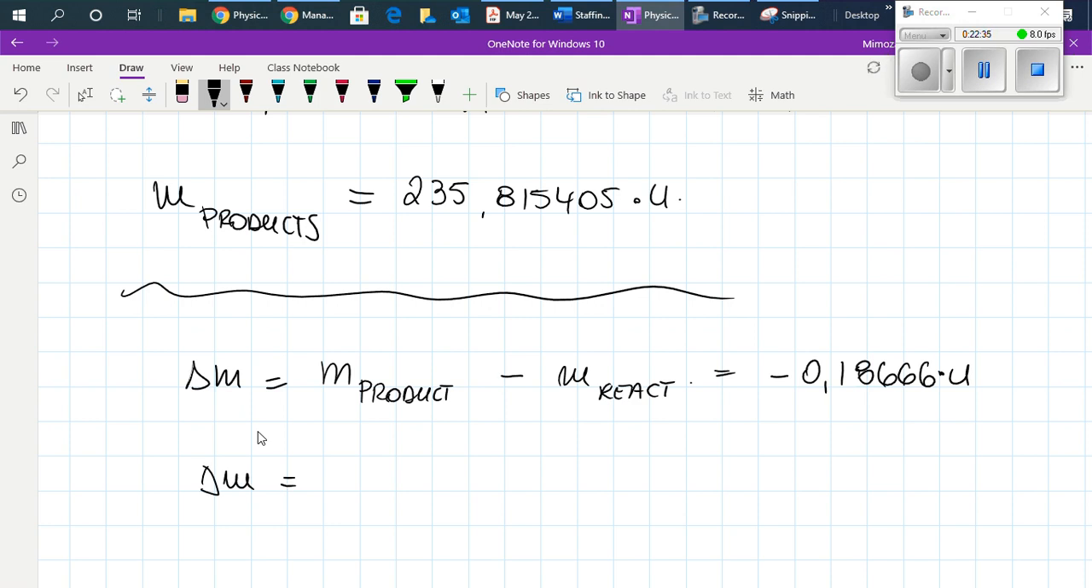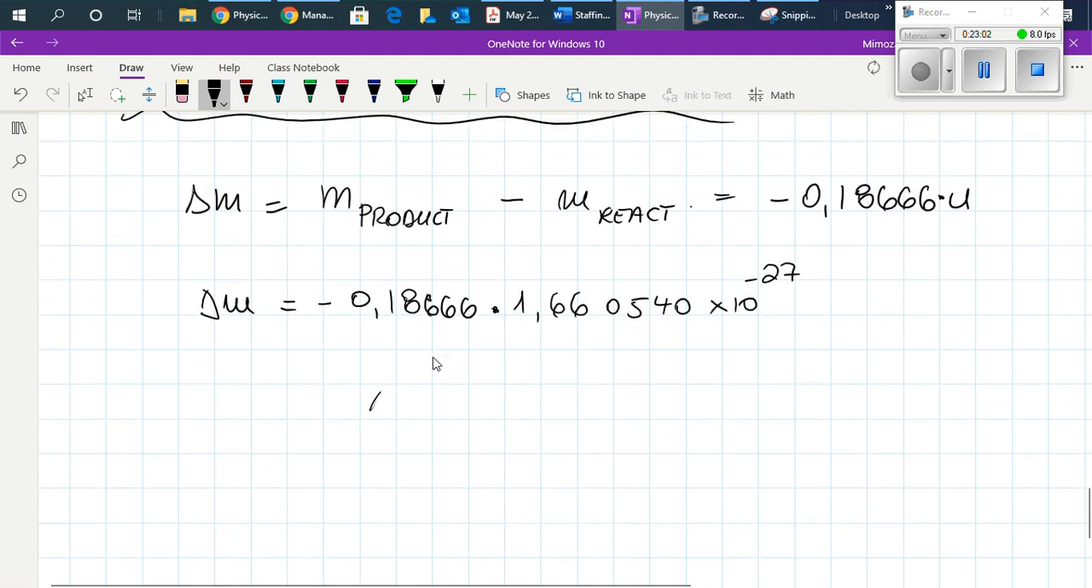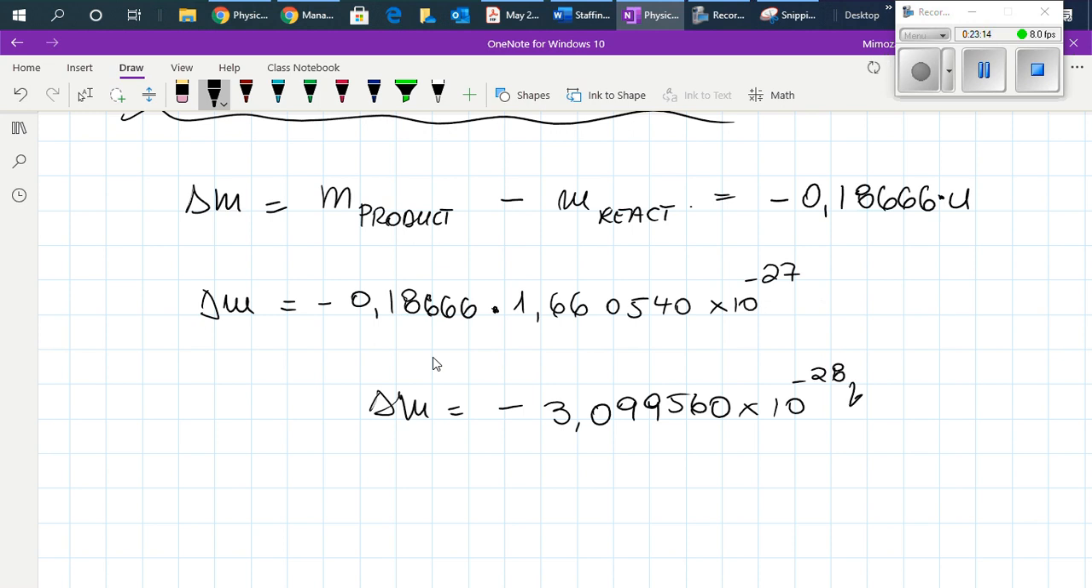Let's convert this into kilograms, because when we are calculating energy, we have to convert it into kilograms. So negative 0.18666 times 1.660540 times 10 to the power of negative 27, and the change in mass will be negative 3.099560 times 10 to the power of negative 28 kilograms.